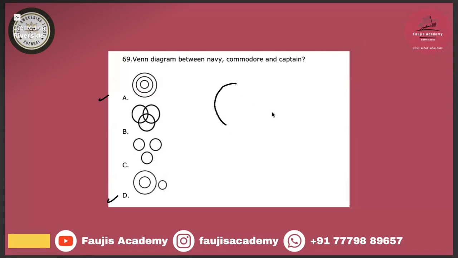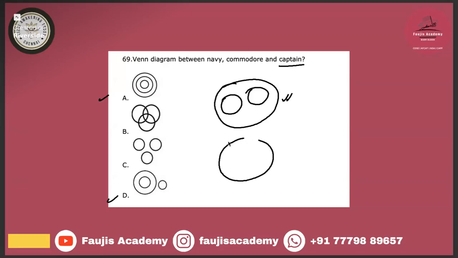Okay, fair enough. Ideally it should have been Navy, Commodore, and Captain, because Captain is in Navy and Army both, right? Since we don't have such an option, inside Navy we have Commodore, and this particular captain we'll assume to be the Army rank. So the best possible answer in that case is D. Why am I saying best possible? Because this is also not a fundamentally correct answer.